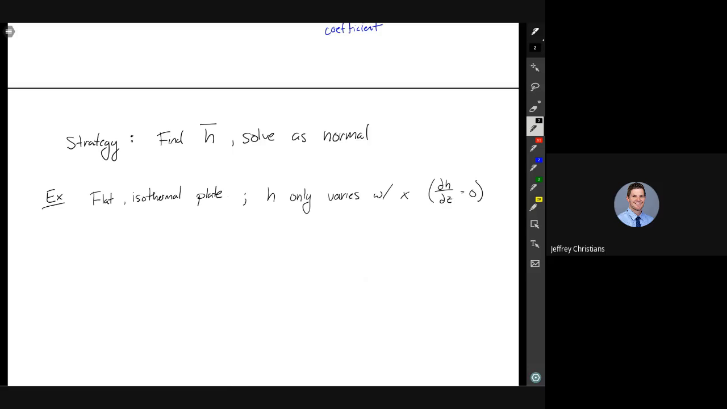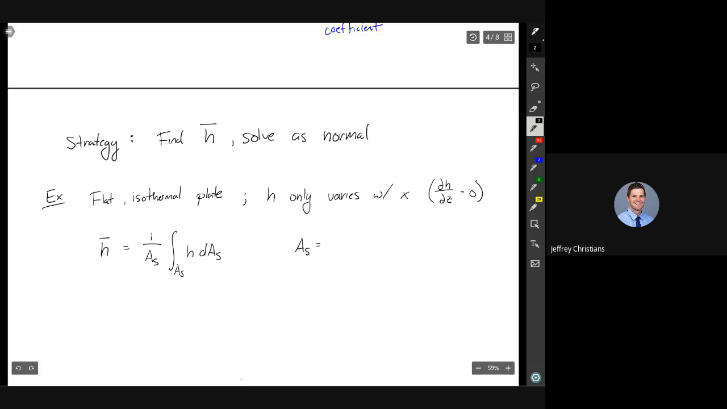Okay, so our average convection coefficient is going to be 1 over the surface area times the integral over the surface area of h dA. Basically, we're going to add up h over the entire surface, and then if we divide it out by the surface, that gives us back the average. So this is just a straight way to calculate average.